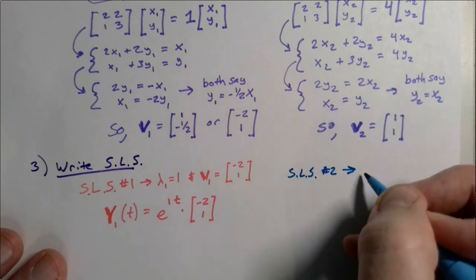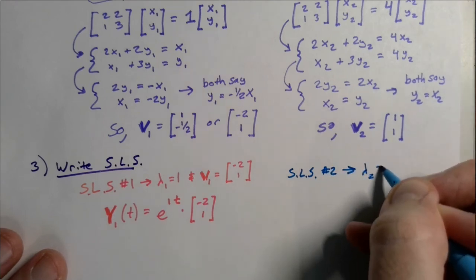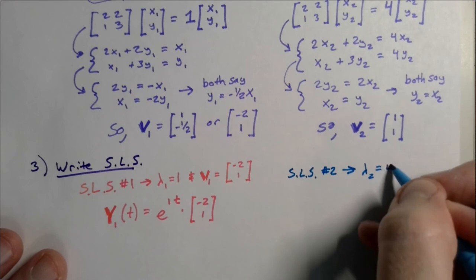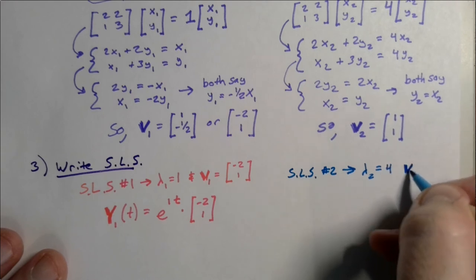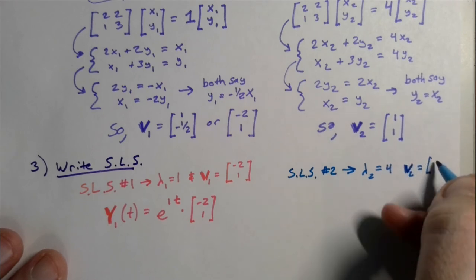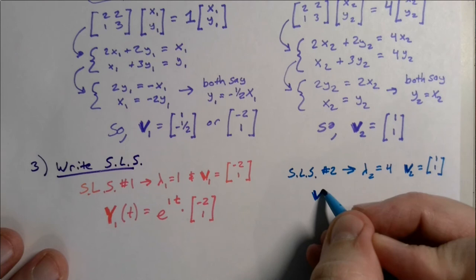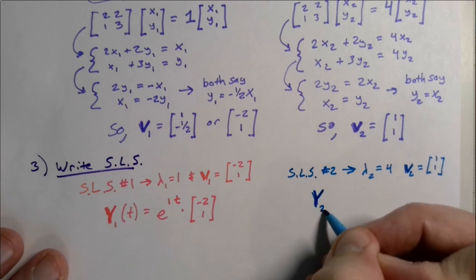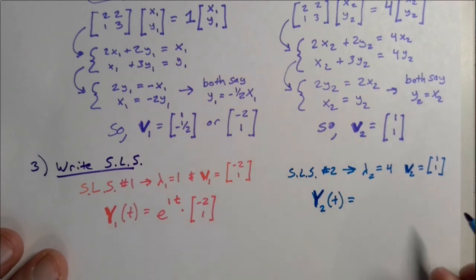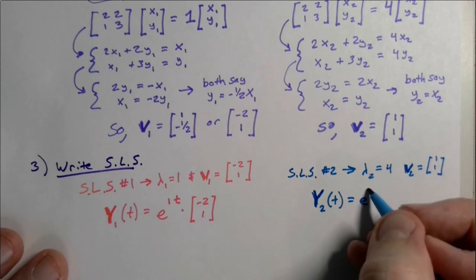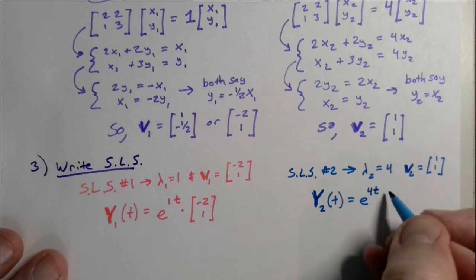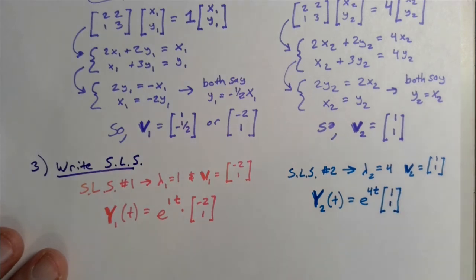And I can do the same thing for the straight line solution number 2. And that's the one that's associated with lambda equals 4 and v2 equals 1, 1. And so its straight line solution, again, is going to be following the same pattern, but it's now going to be e to the 4t times the eigenvector 1, 1. And again, that's two equations tucked in there.